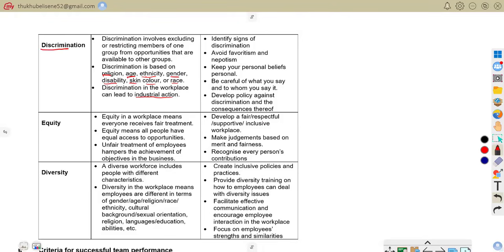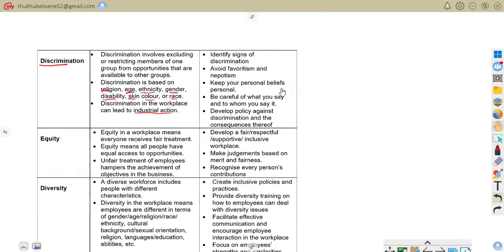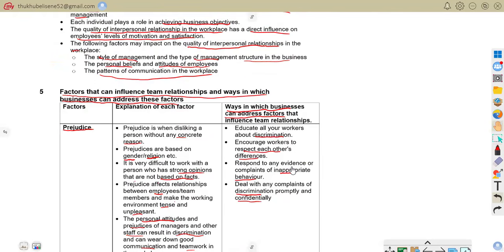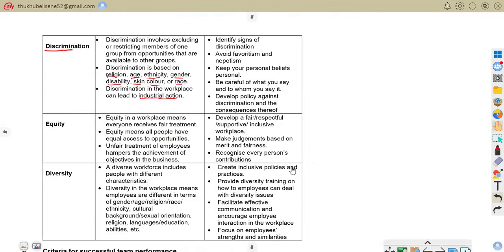So now how are we going to address that? That is very important to know, how business is going to address that factor that influences team relationships. So this is where we are told to identify signs of discrimination so that you deal with them early before they can do damage.